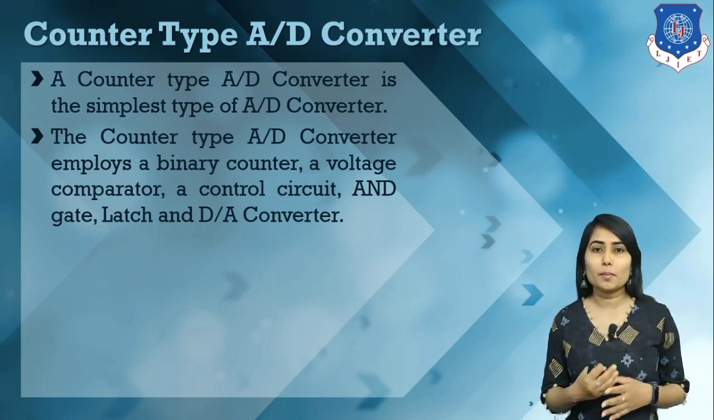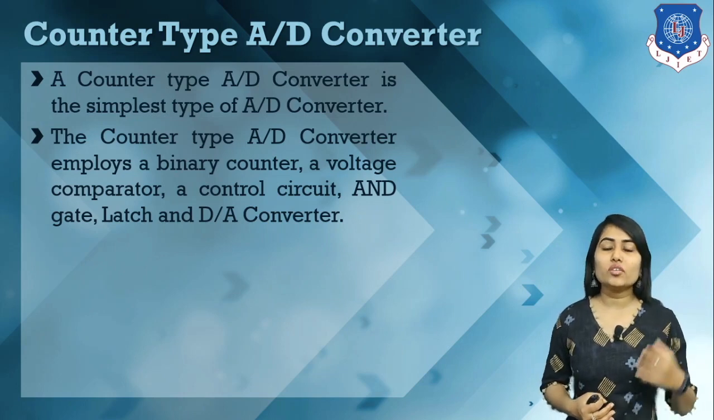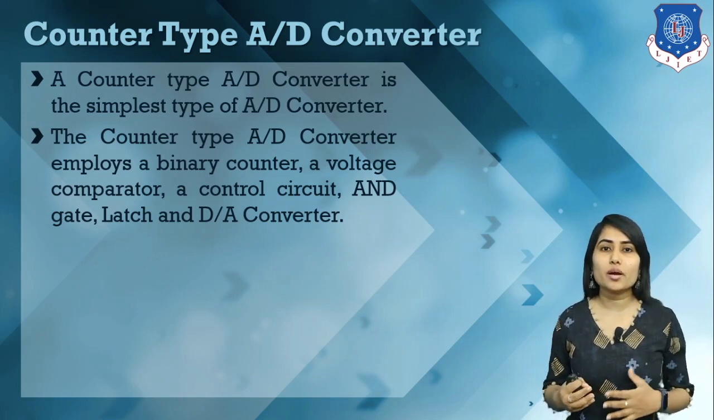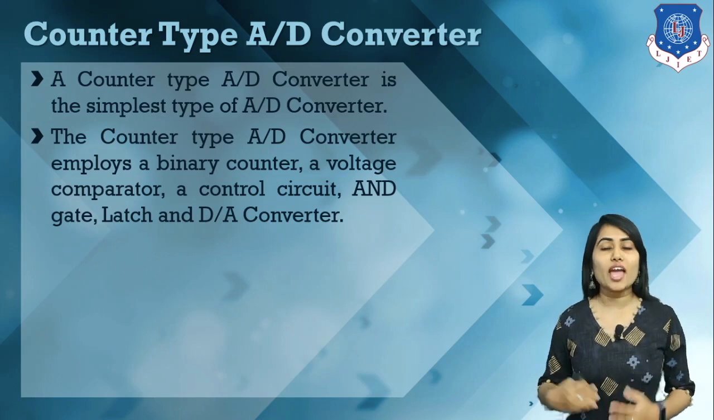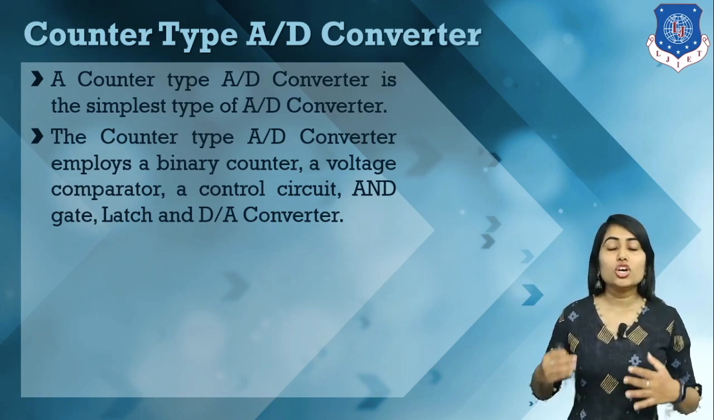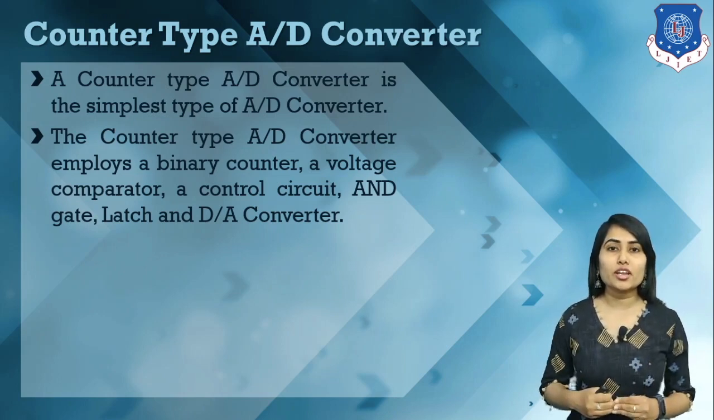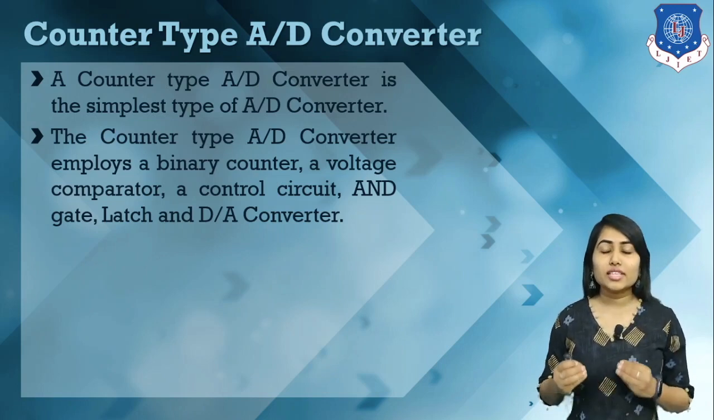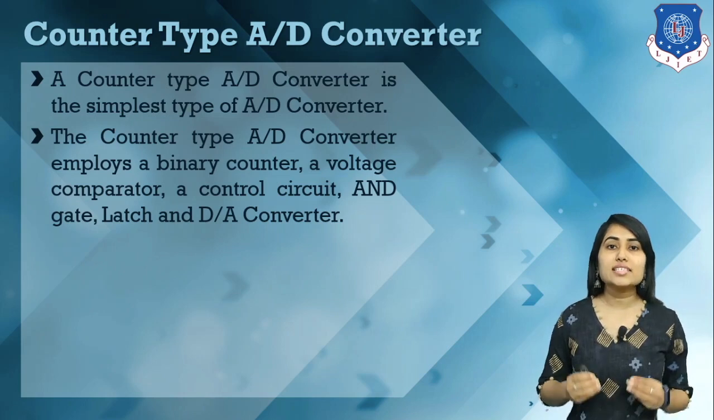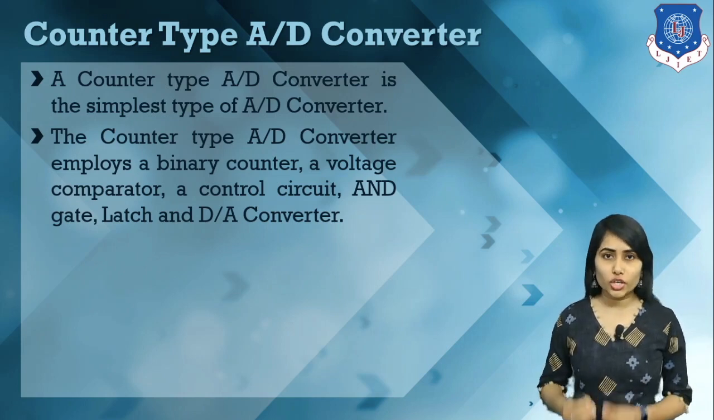and then we compare these values with our input voltage, and using this comparison we can get our actual digital output. So this is a counter type analog to digital converter in which we use a counter circuit. That's why this is known as counter type analog to digital converter.